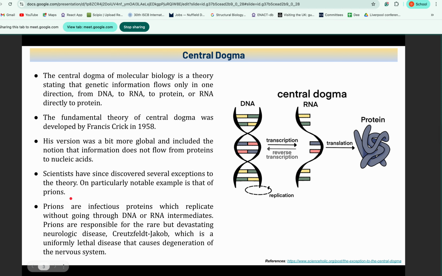For example, prions. Prions are infectious proteins, so they do not require DNA. They are infectious proteins which replicate without going through DNA to RNA intermediates. These are responsible for the rare but devastating neurological disease, Creutzfeldt-Jakob disease, which is also lethal. These are some of the exceptions showing that DNA is not the only component required for the flow of information; in prions, protein can also act as a main source for the flow of information.